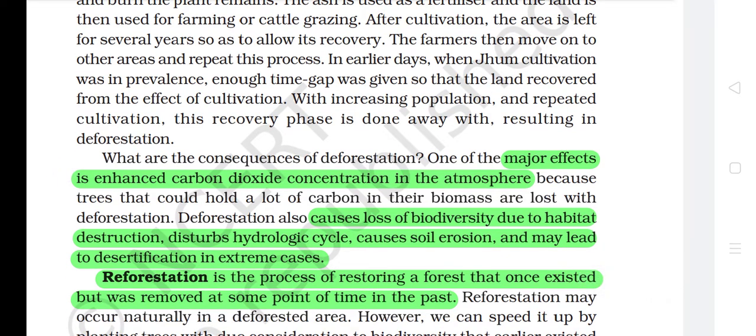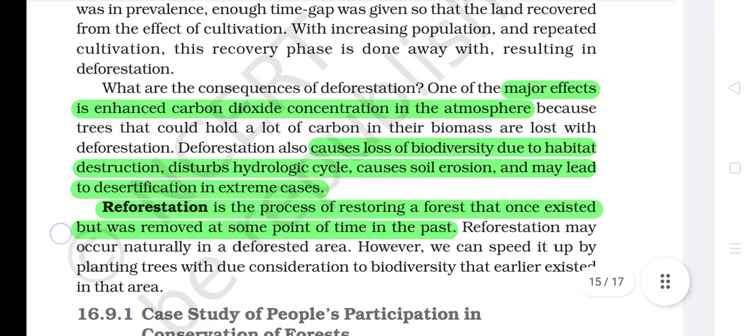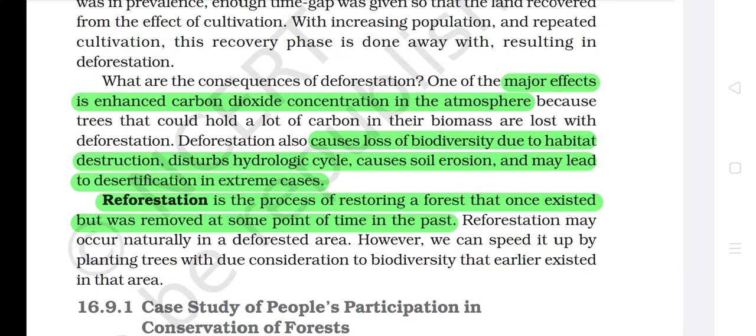In earlier days, when Jhum cultivation was in prevalence, enough time gap was given so that the land recovered from the effect of cultivation. With increasing population and repeated cultivation, this recovery phase is done away with, resulting in deforestation. What are the consequences of deforestation?